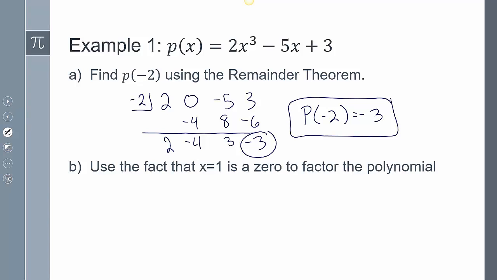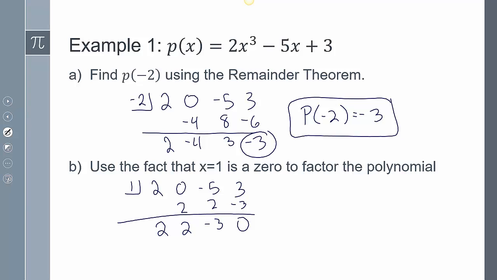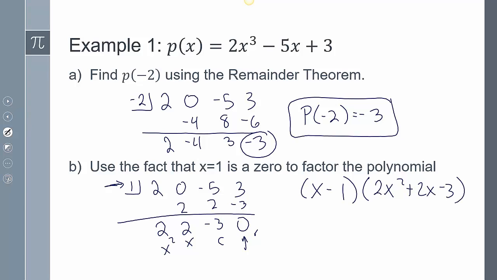And then part B, it says use the fact that x equals 1 being a 0 to factor the polynomial. So that means I put 1 in the box, 2, 0, negative 5, and 3. Bring it down, multiply, add. And so because I know that it's going to be using the factor theorem, because we just determined that it is a 0, right? That's my remainder. I can write this 0 as a factor of x minus your 0, or x minus c. And so the rest of my polynomial is here. And so I factored it.